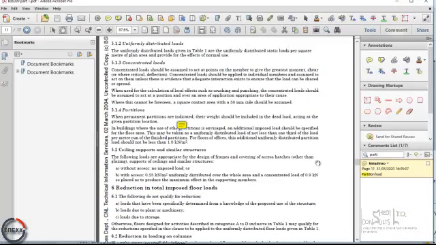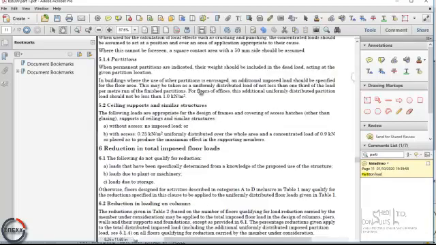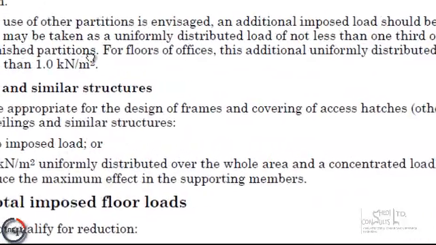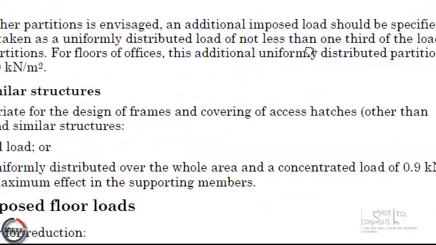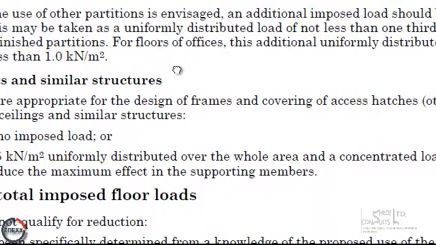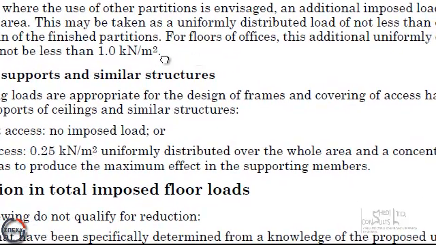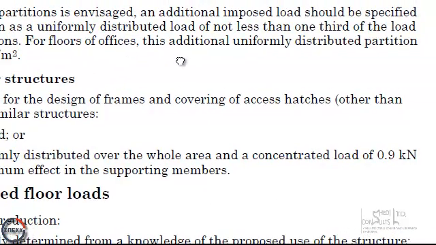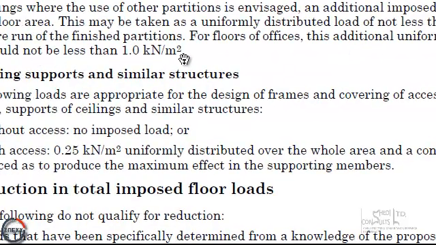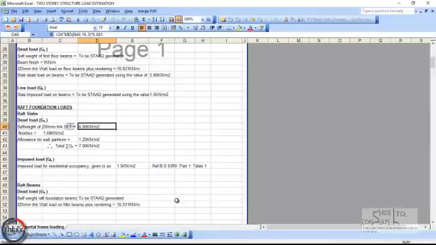6399 part 1 says that in buildings where the use of partitions is not known, an additional imposed load should be specified for the floor area. This imposed load should be applied on floor layers. This may be taken as a uniform distributed load of not less than 1/3 of the load, or where you have partitions for floor offices, this additional uniform distributed partition load should not be less than 1 kilonewton per meter square. So this is the partition load that is allowed for by the code.